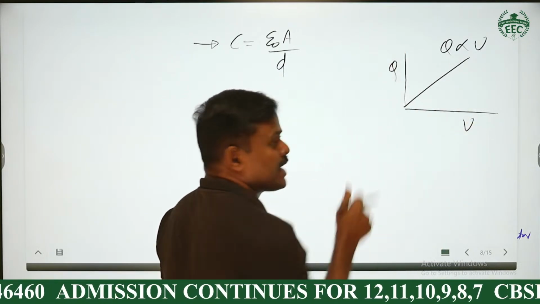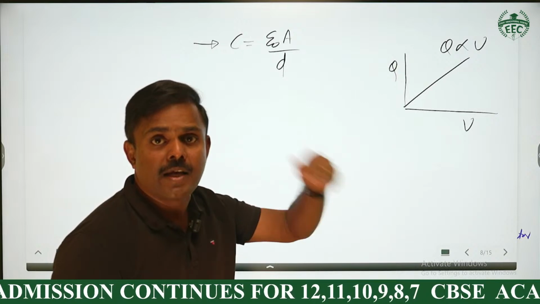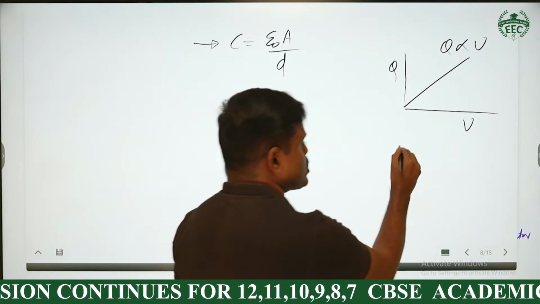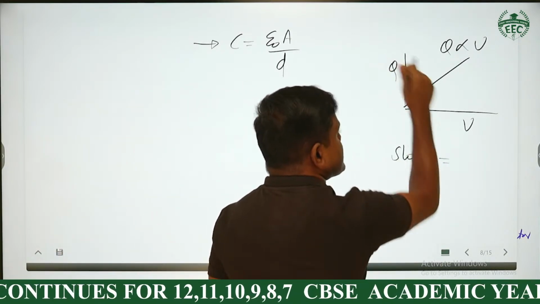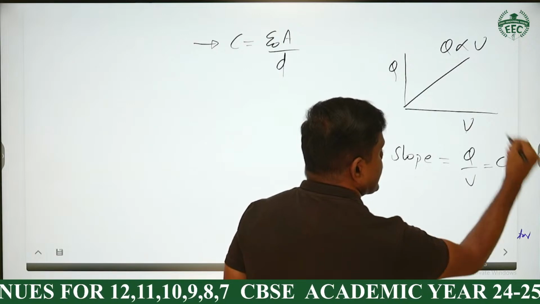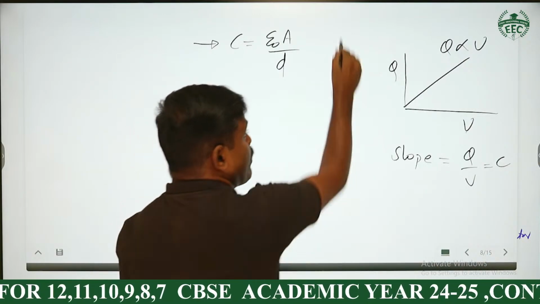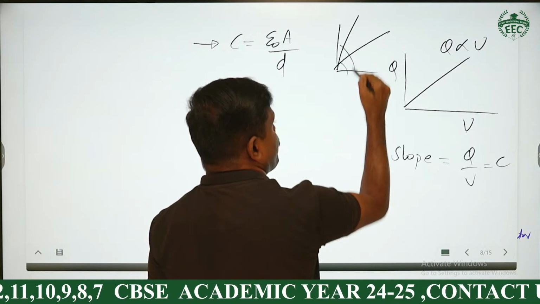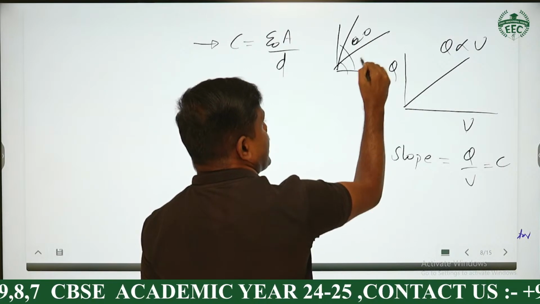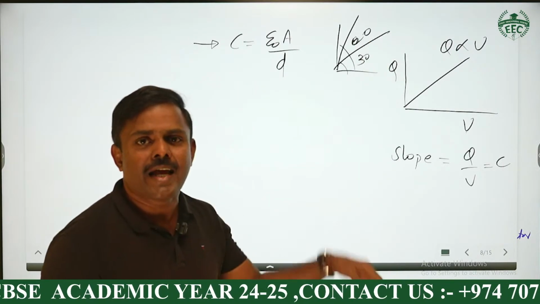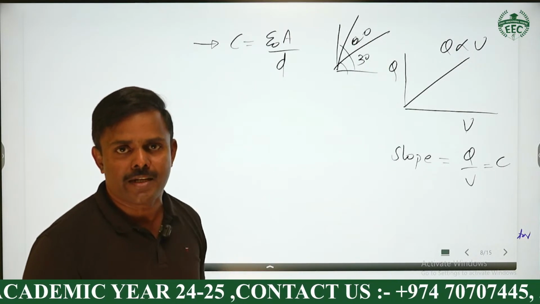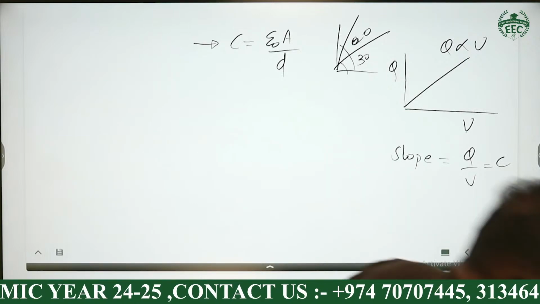Slope of the graph is what? Y axis by x axis. Q by V is called capacitance. Okay, they might give a figure like this and they will ask you to find the ratio of capacitances. This angle 60, this angle 30. Take tan 30 by tan 60, tan 30 divided by tan 60.